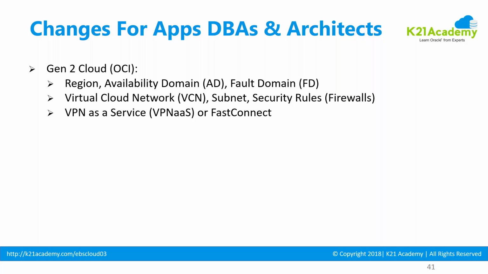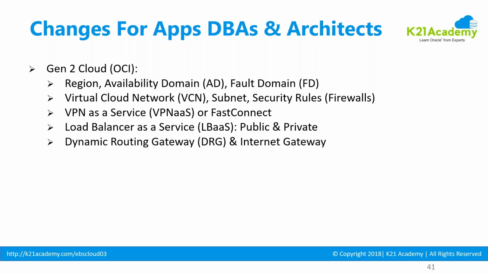Then you need to know load balancers, because when you're deploying eBusiness Suite high availability with two active nodes on the cloud, then you'll also be needing a load balancer as a service. And all these services are provided by OCI. Then in order to connect from your on-premise to cloud as a VPN or via FastConnect, you will need something called a dynamic routing gateway, or you'll be needing an internet gateway if you want to go from that eBusiness Suite environment externally to the cloud, but securely.